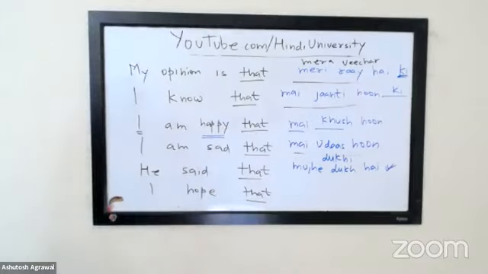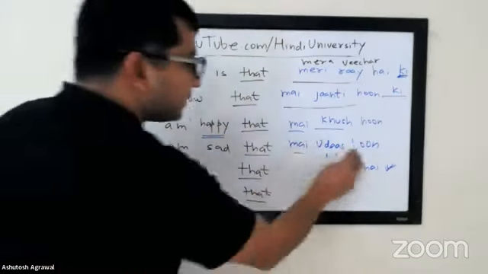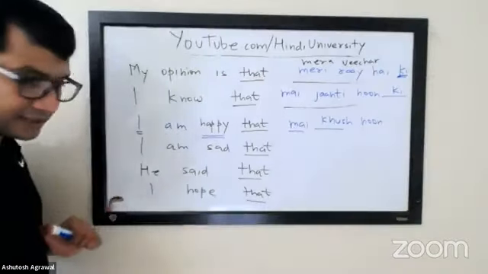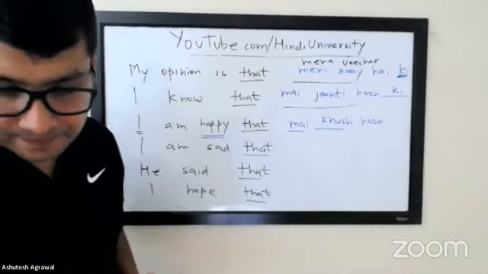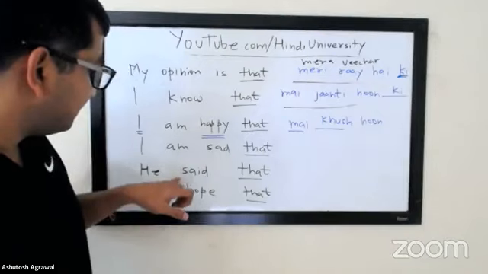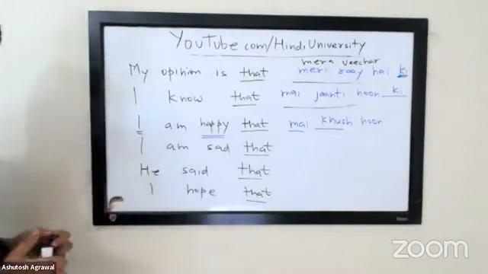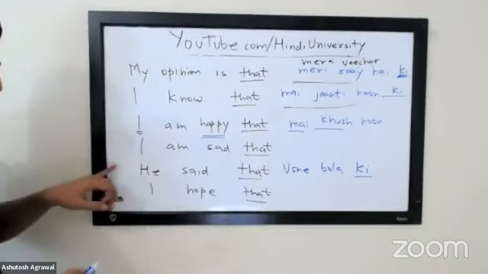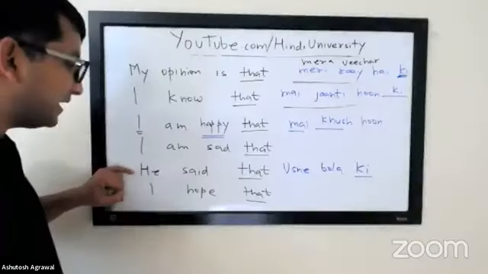This should be easy. He said that. उसने बोला कि आज नहीं आ सकता है. Okay. What does it mean? He said that he couldn't come today. Very good. Any other sentence?